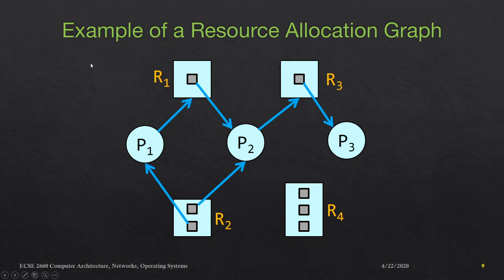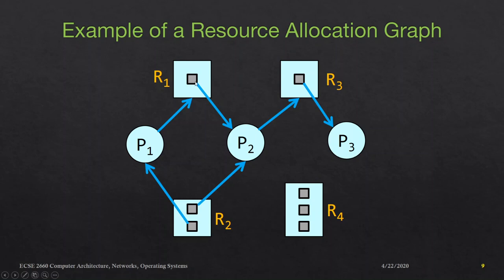So here is an example of a resource allocation graph, and let's see how we can go through and make some conclusions here. So let's start with P1. P1 is requesting an instance of R1 resource type.